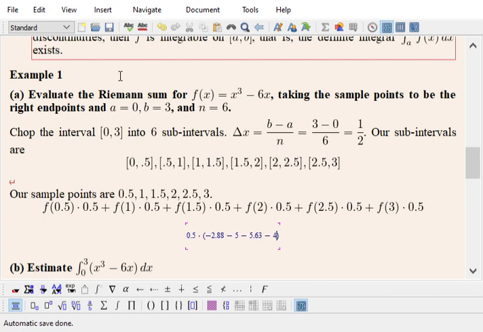So that's f at 2. F at 2.5 is 0.63. And then f at 3 is 9. Okay. So all together, I'm going to do this next step entirely within my calculator so that I get as much precision as possible.